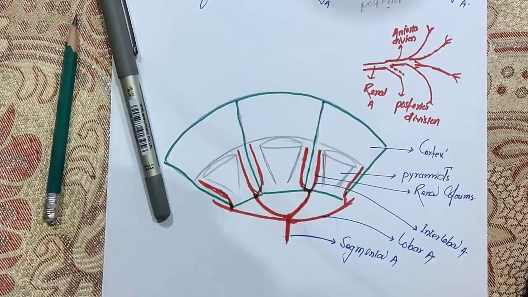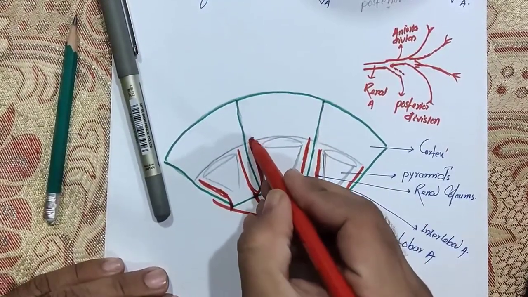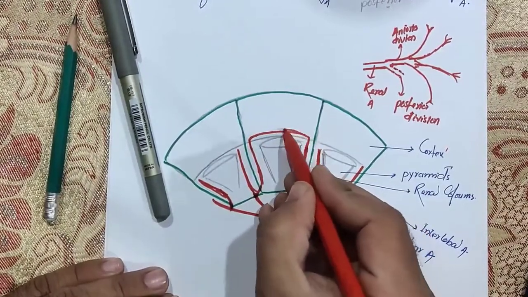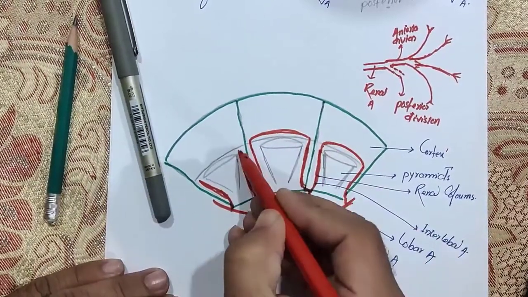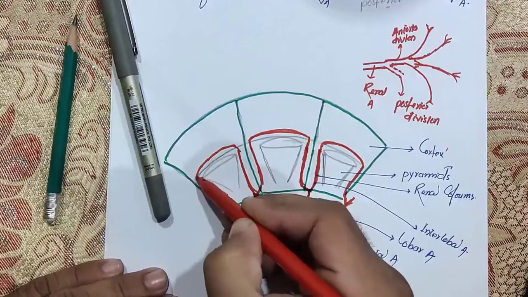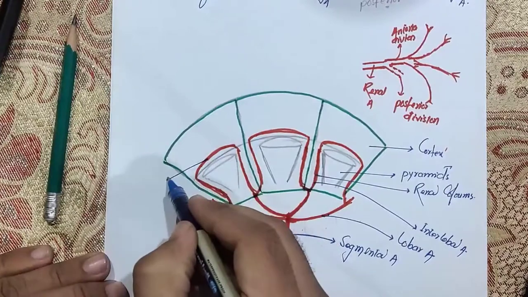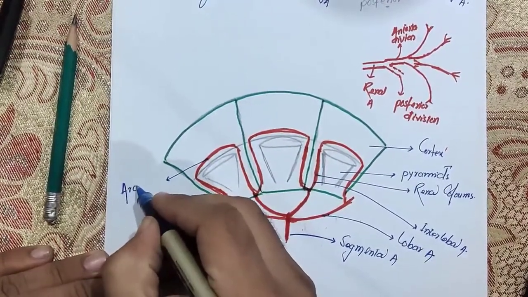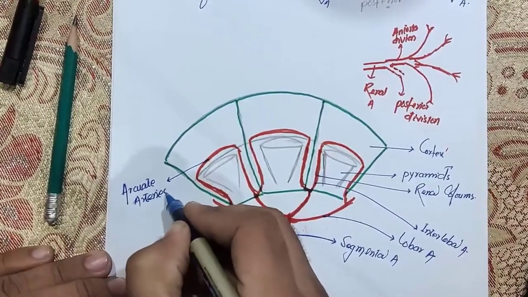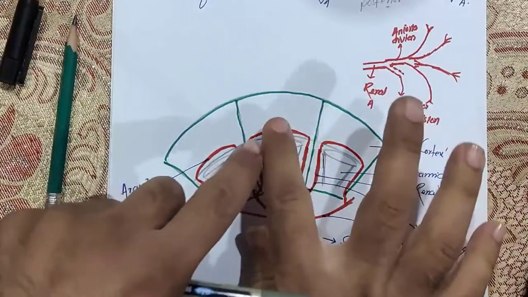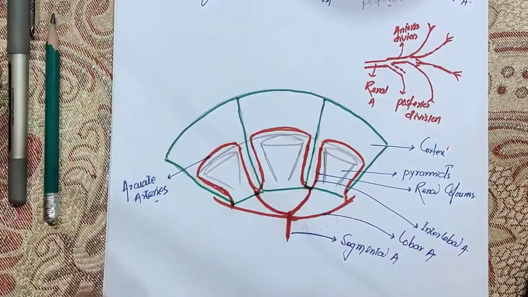But before that, they will join together. Look carefully. In the cortical region above the renal pyramids, they will join each other, right? They will join each other like this. So these are called the arcuate arteries. Why? Because they are making arcs. So in the cortical region, the interlobar arteries will join each other and make arcuate arteries.